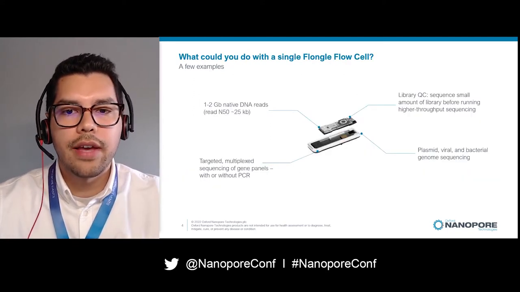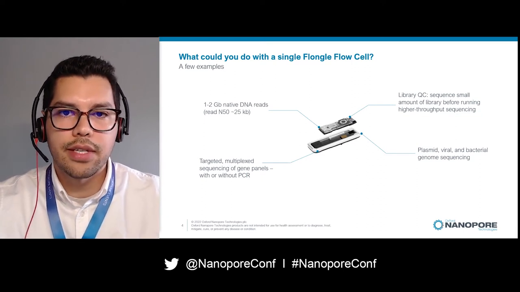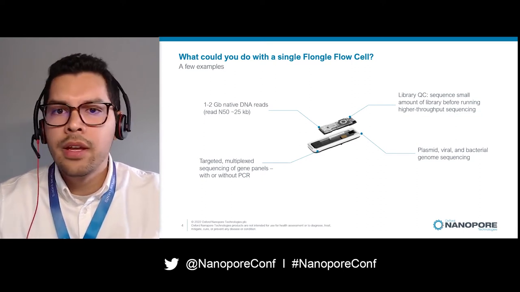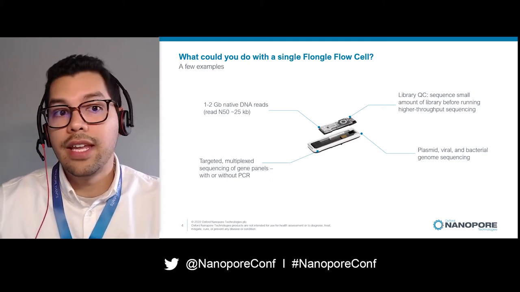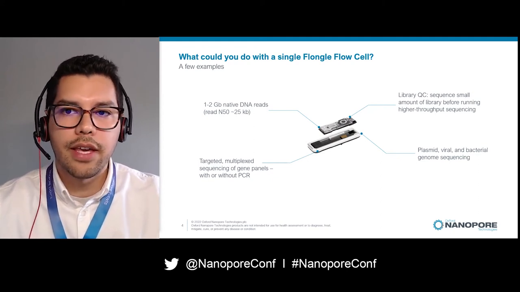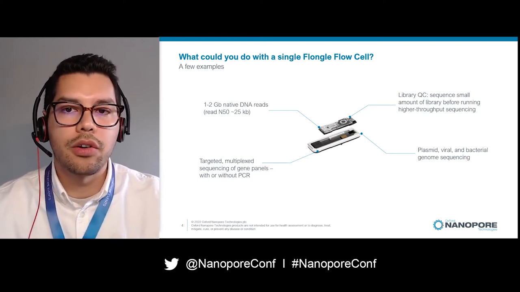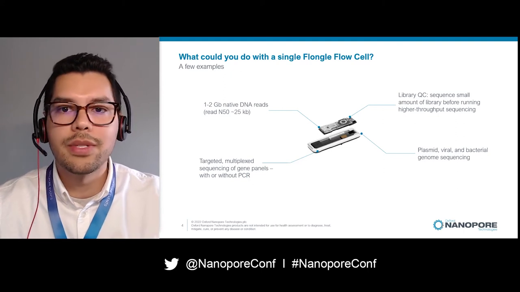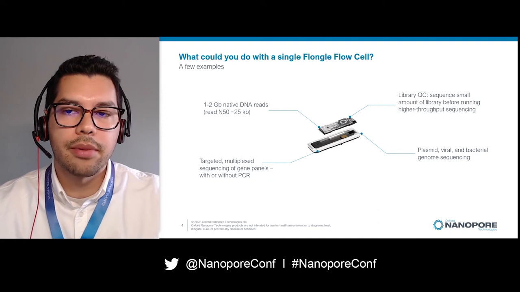So how do these values correspond to biological experiments? If we look at each of these flow cell types in more detail, the Flongle flow cells can typically generate 1 to 2 gigabases of native DNA reads if you're looking at those medium length, say 25 kb DNA fragments. And this makes it ideal for sequencing plasmids or for smaller viral or bacterial genomes. But it's also very well suited for targeted sequencing applications.